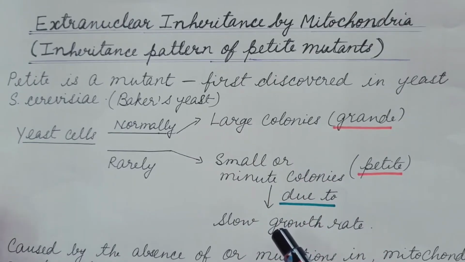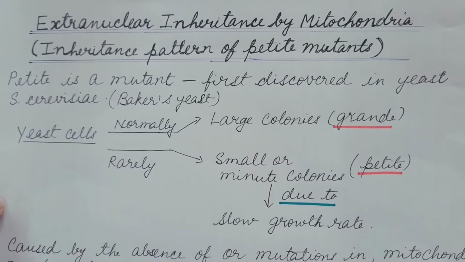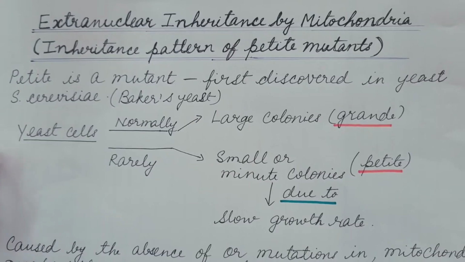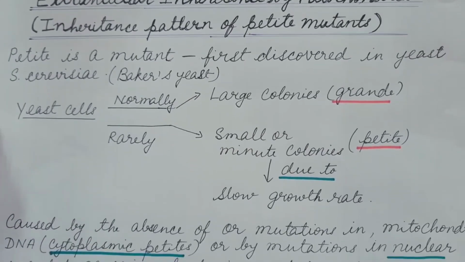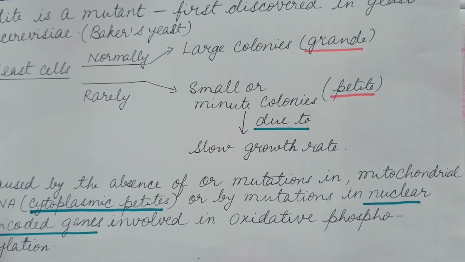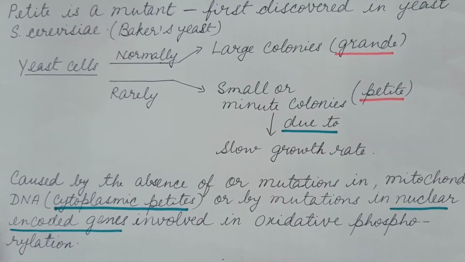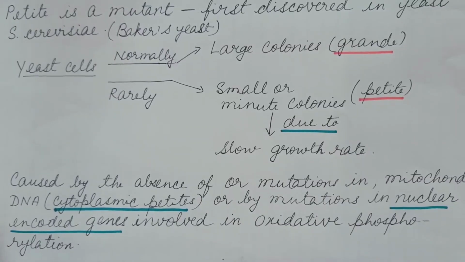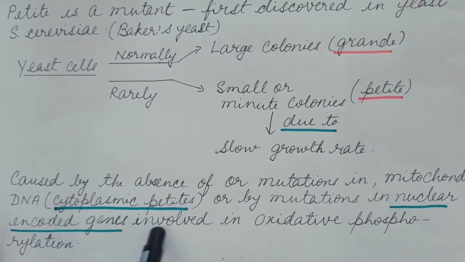And why do these have a slow growth rate? Because this type of cell contains mitochondria which have defective electron transport proteins. And how do the mitochondria have defective electron transport proteins? This is caused by mutations in mitochondrial DNA. And since the mitochondrial DNA is present in mitochondria, which itself is present in the cytoplasm, this type of petite is known as cytoplasmic petite.